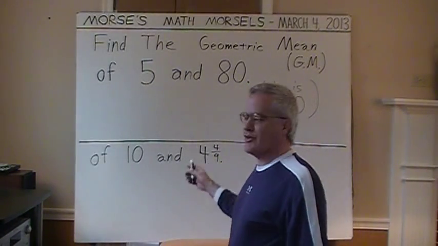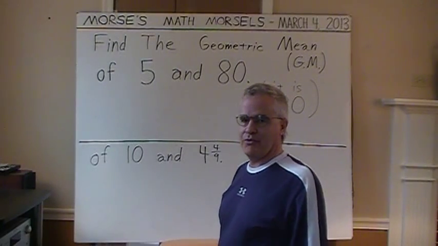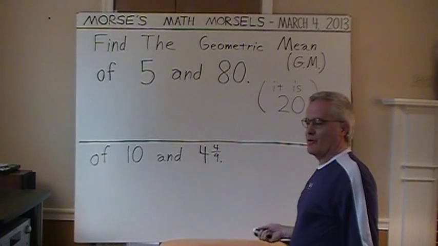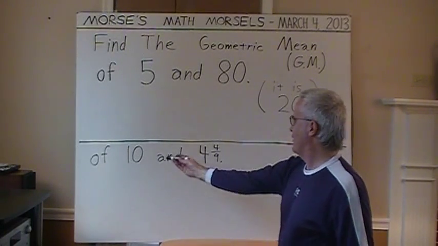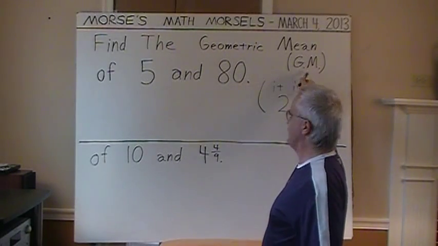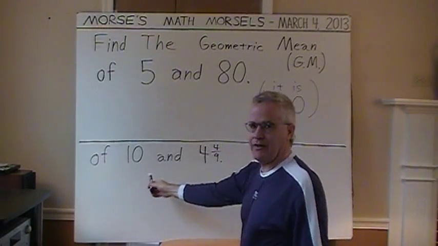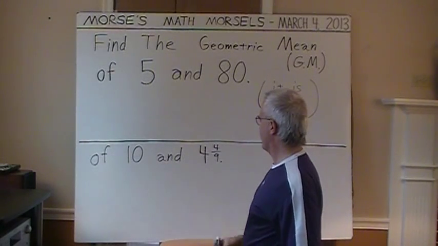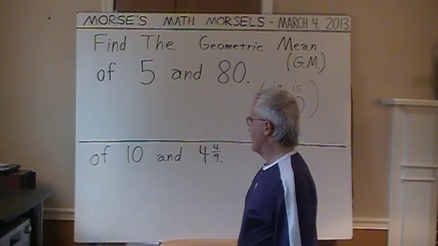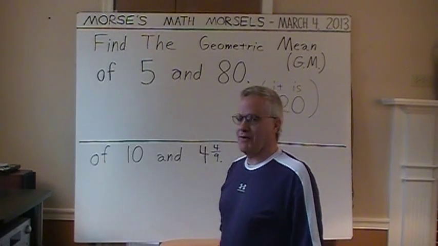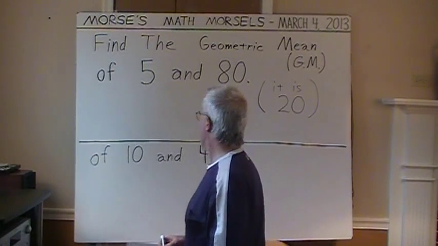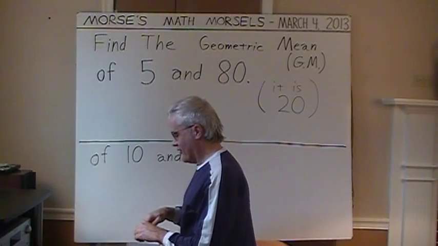This is a continuation of the video from finding the geometric mean of 5 and 80, which we found earlier to be 20. Now we continue with one more little exercise. Find the geometric mean, or the GM, of 10 and 4 4/9. Ooh, fractions. Uh-oh. There could be a fractional geometric mean or a fractional ratio involved. But let's check it out, see what we get.